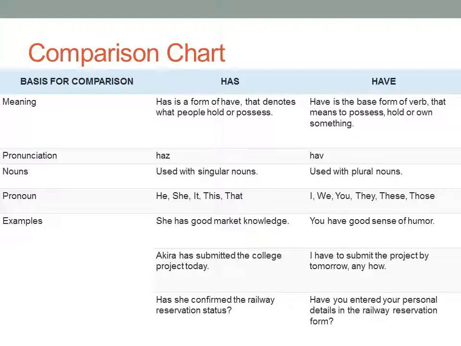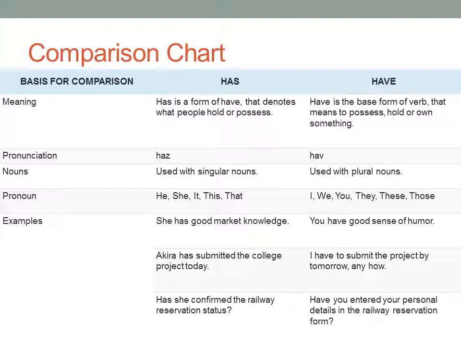Examples are: She has good market knowledge. You have a good sense of humor. Akira has submitted the college project today. Has she confirmed the railway reservation status?